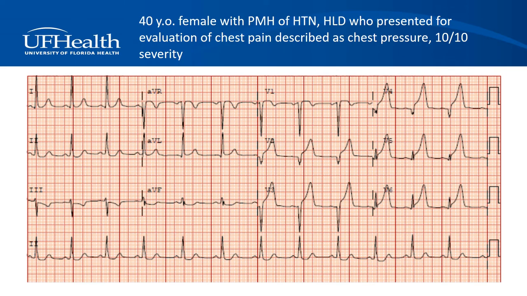Case 6 involves a 40-year-old female with a past medical history of hypertension and hyperlipidemia, who presented for an evaluation of chest pain, described as chest pressure with 10 out of 10 severity. Please pause the video at this point to review the EKG.